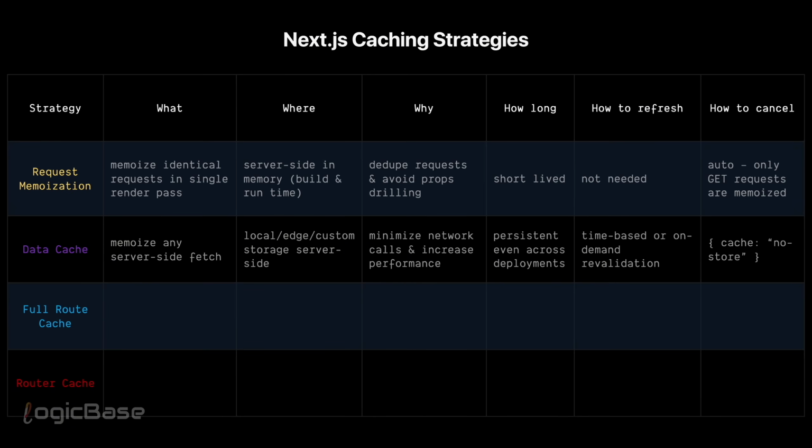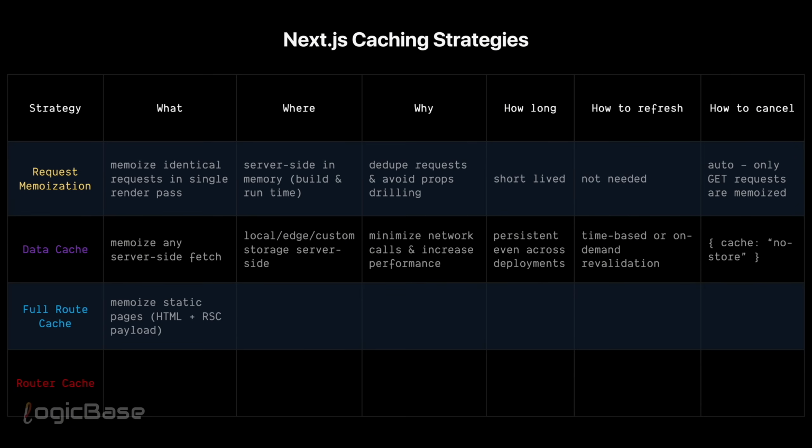First question, what? What is this caching strategy? It basically memoizes static pages. That means it stores two things: the HTML of the static page and the payload of the React server component, and keeps them saved somewhere on the server.